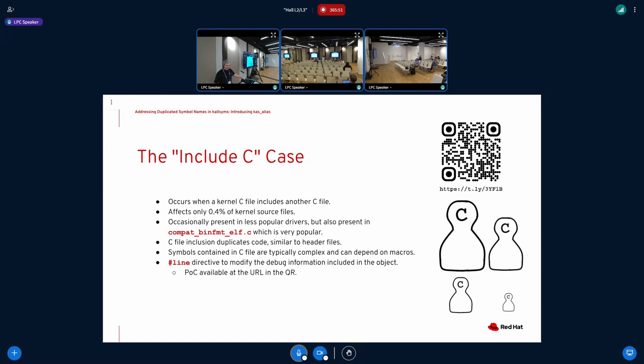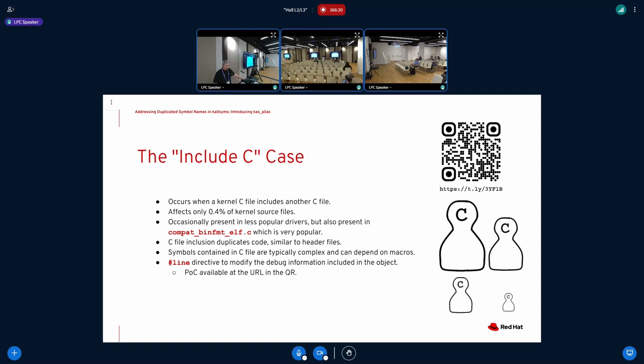Including a C file pulls in all the code exactly as it is in the included file. But instead of bringing along some small data or a small function supposed to be inline, this includes a full-fledged beast. The resulting artifact can contain functions that aren't identical because they are modified by macros. And let me tell you, seeing different functions coming from the same C file can drive you a little bit nuts. So what's the problem with this?